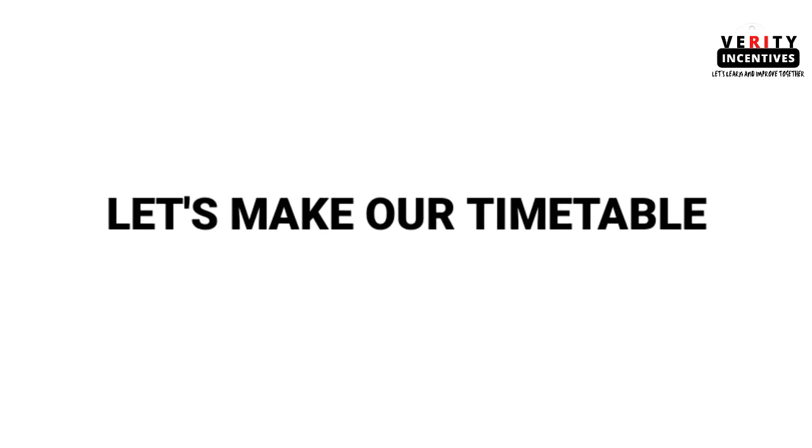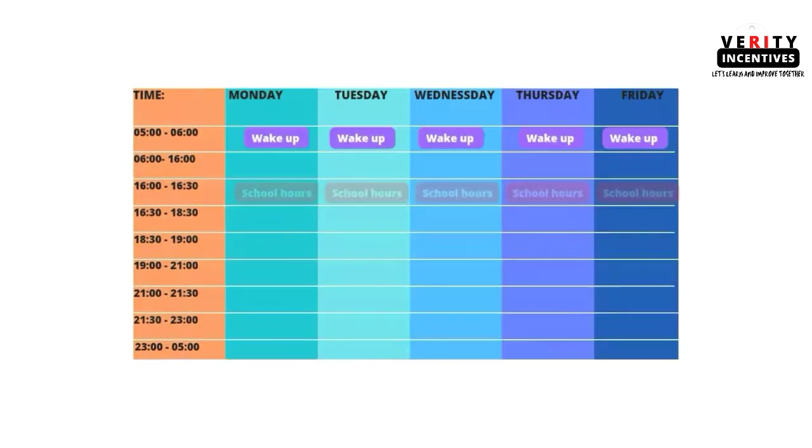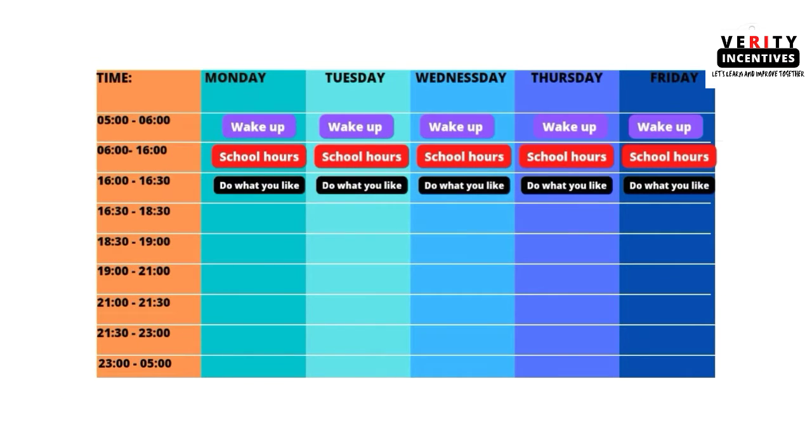Then after that let's make our timetable. So at 5 a.m. you have to wake up and prepare yourself for school. Between 6 a.m. to 4 p.m. are school hours, so it means that you are going to school or attending classes. So from 4 p.m. to 4:30 p.m. you can do anything you like. It's either eating or doing your homework.